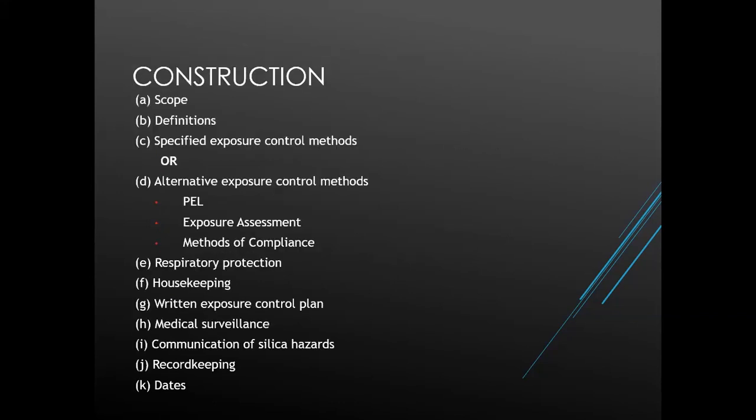All right, let's switch gears now and talk a little bit about the construction standard and some of the differences between the general industry and construction standards, particularly paragraphs C and D of this standard, which are the specified exposure control methods and the alternative exposure control methods, with the alternative exposure control methods mirroring those requirements laid out in the general industry standard. Generally speaking, everything else is pretty much the same between these two standards.